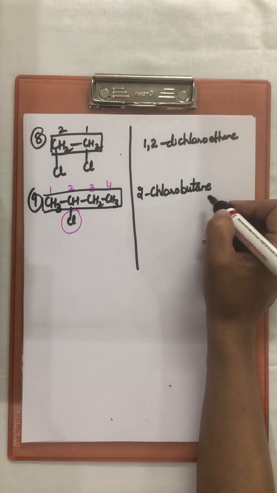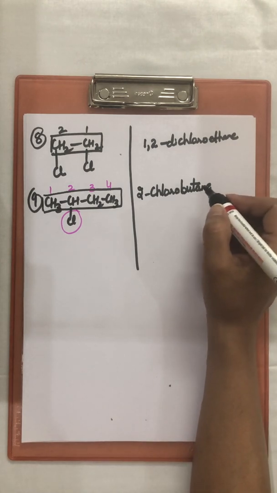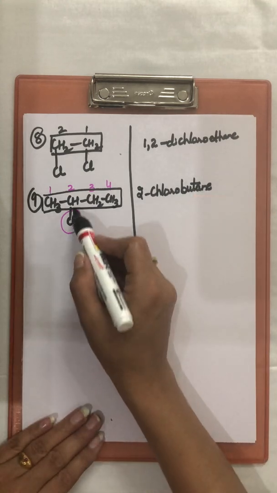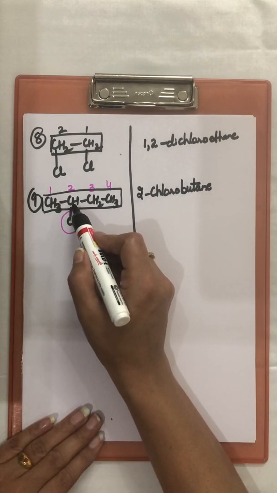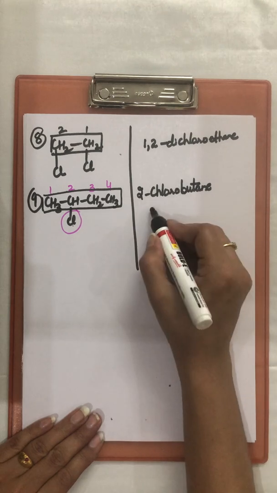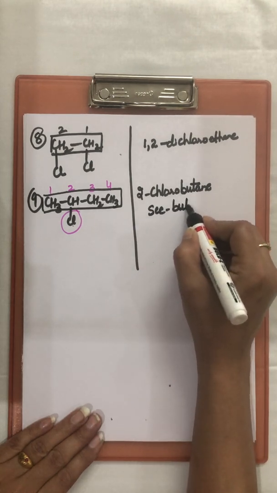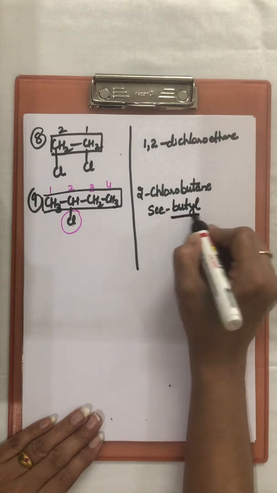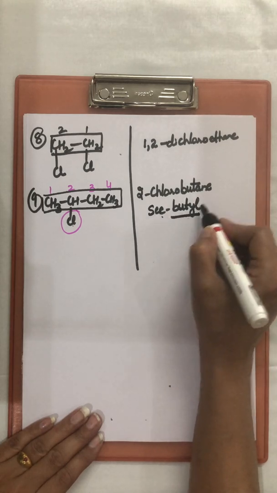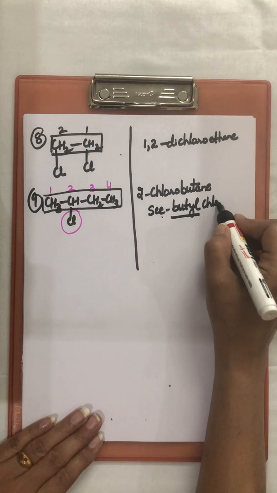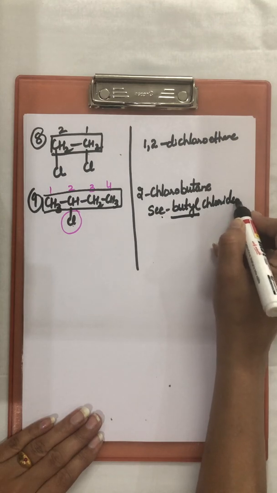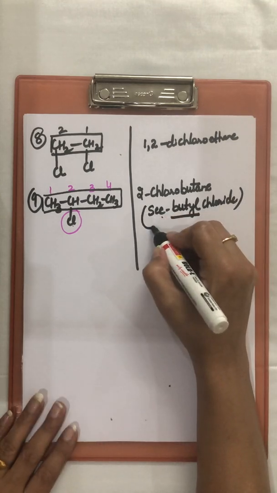And what is the common name of this compound? Since the halogen is linking to a secondary carbon atom, this is called secondary butyl. Since it's a common name, first we write the name of the alkyl, secondary butyl, and then chloride. This is a common name of this compound.